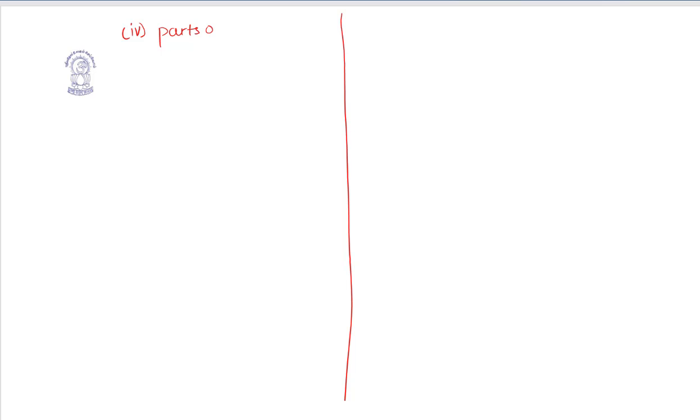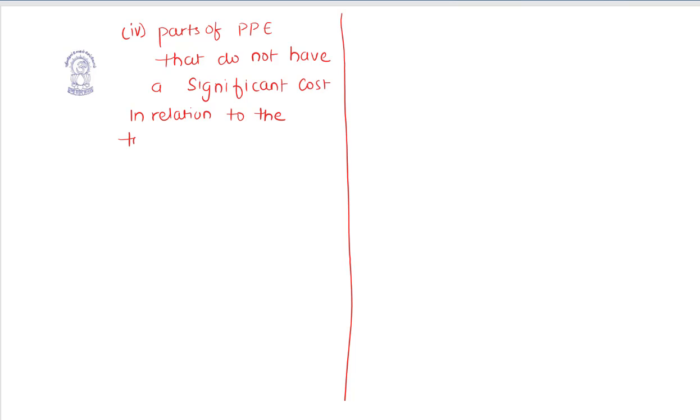Parts of PPE that do not have a significant cost in relation to the total cost of the PPE. How to do the calculation?